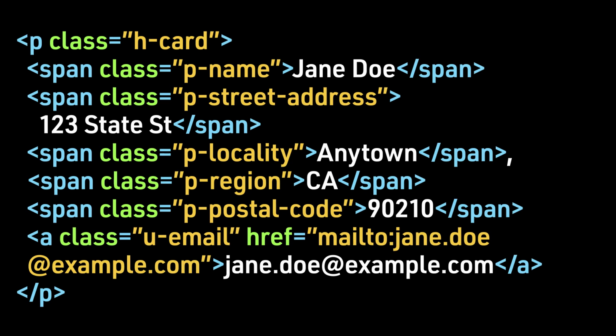California. /span. span class equals "p-postal-code". 90210. /span. a class equals "u-email" href equals "mailto:jane.doe@example.com". jane.doe@example.com. /a.